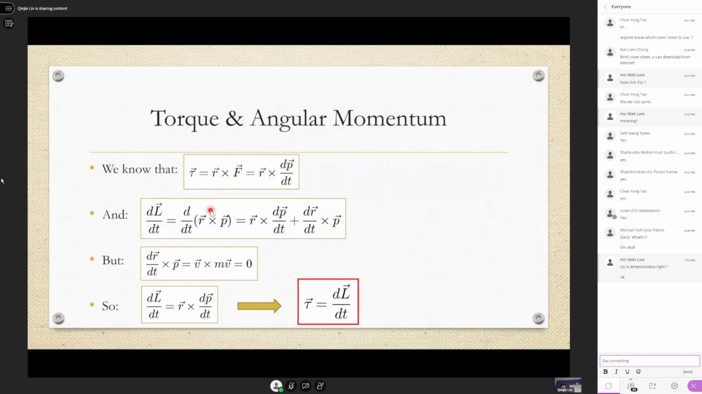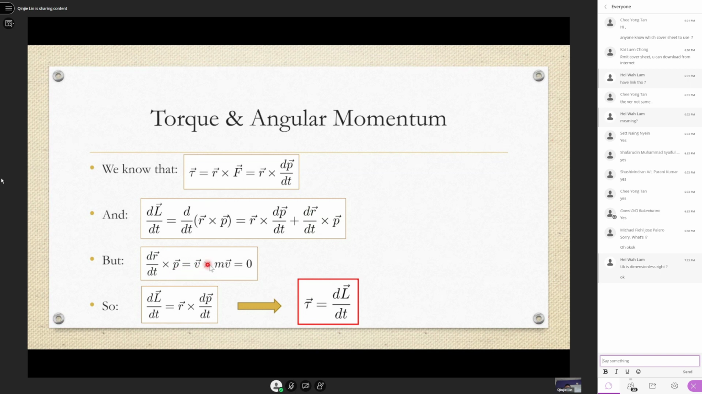The other one is if you differentiate your angular momentum. Angular momentum, you can also change it to R cross P. And if you differentiate a cross product, it's going to be R cross dP over dt plus dr over dt cross P. So this dr over dt cross P, this dr over dt you can also change to v, because when you differentiate your position vector, you get velocity.